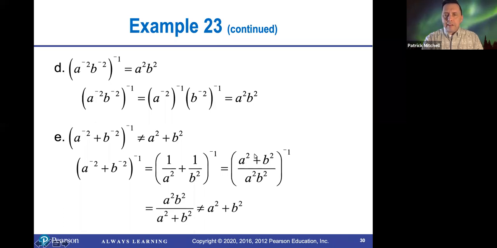Clearly, that is not the same thing as a squared plus b squared. Notice what they did. They did away with the negative 1 power by flipping this thing over. What did they call that? Rule G, I think. Yeah, so clearly a squared b squared over a squared plus b squared is not the same thing as a squared plus b squared.